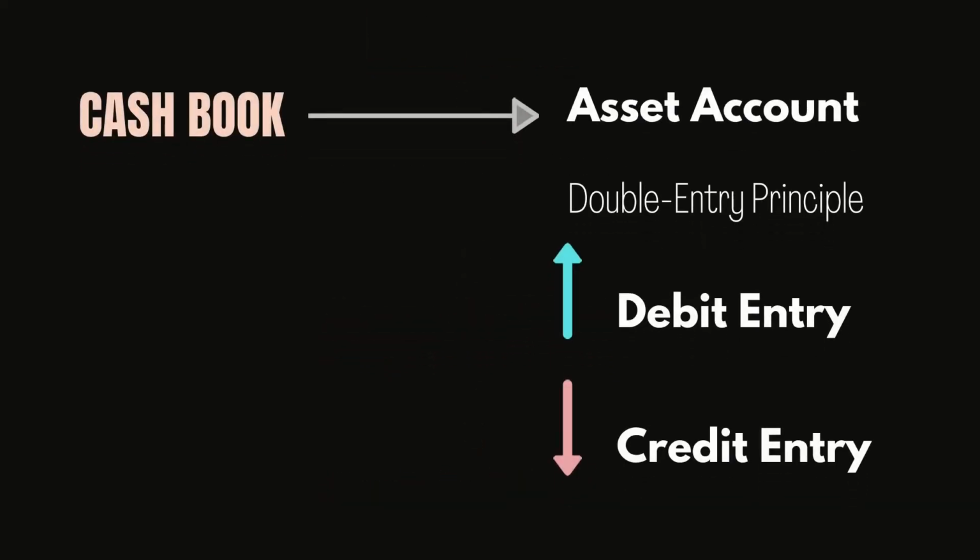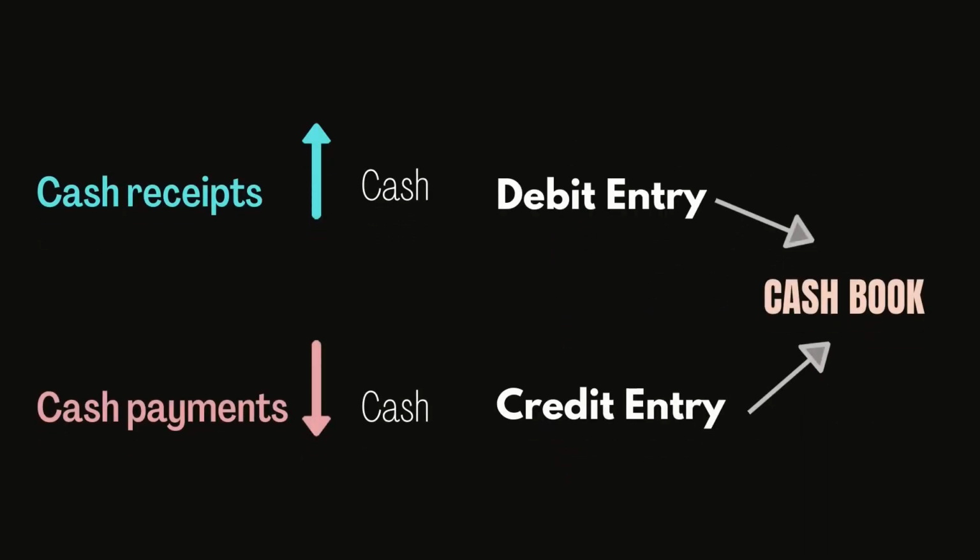Since the cash book is an asset account, it follows the double entry principles of asset accounts. According to the double entry principle, the increase of asset is a debit entry and decrease of asset is a credit entry. The cash receipts lead to increased cash. Cash is an asset. Asset increase is a debit entry. Therefore, cash receipts are recorded in the debit side of the cash book.